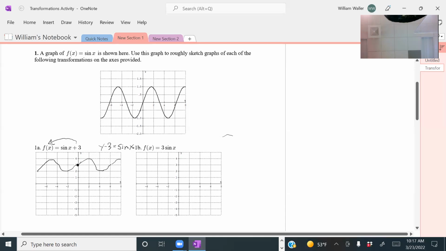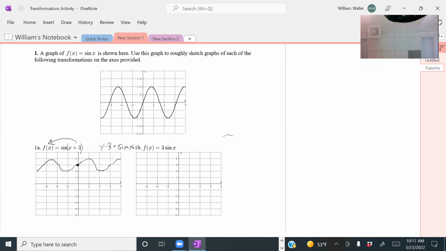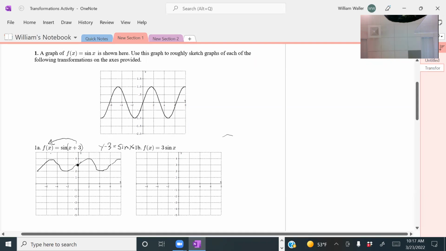Now, if you want to shift to the left or the right, put the 3 in parentheses with the x, okay? That means you cannot shift the 3 to the left-hand side in that case. It's trapped with the x inside parentheses, okay? So that is a transformation along the x-axis. That means you're shifting left or right.